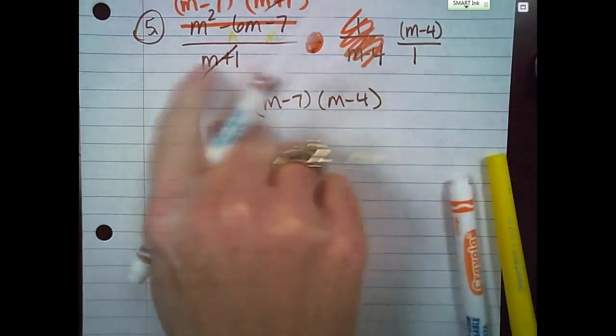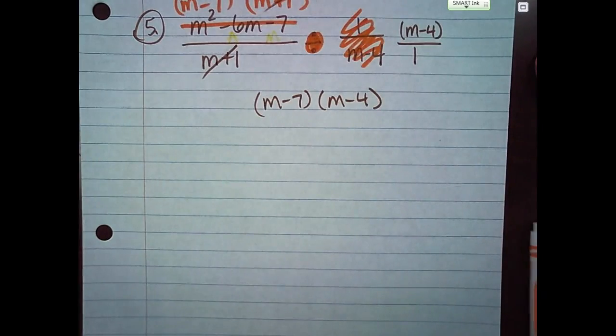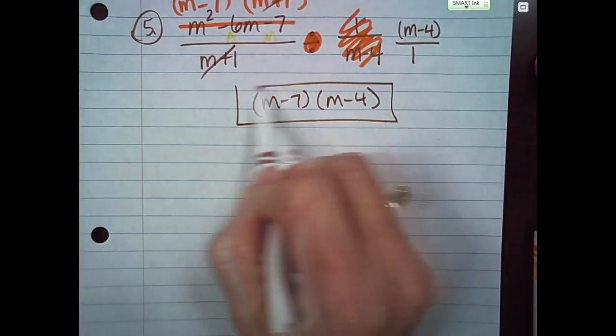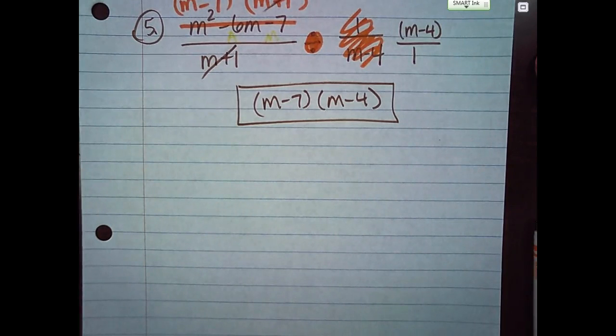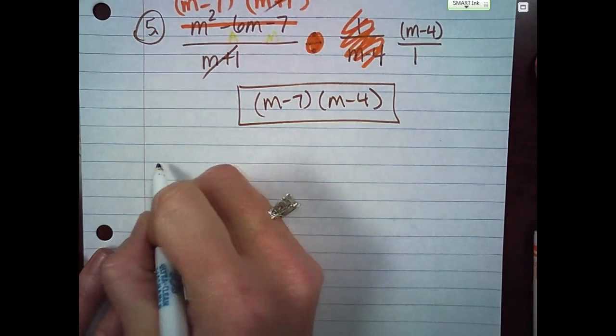And on the bottom, there's only a 1 left. Remember, when there's only a 1 left in the denominator, you don't have to put it. Foil it? No, they're already factored, so you're good. She's asking you to foil it back. No, you do not. Good question.